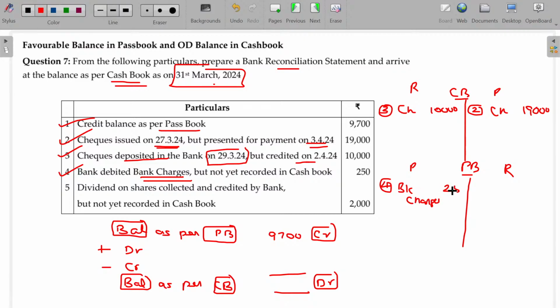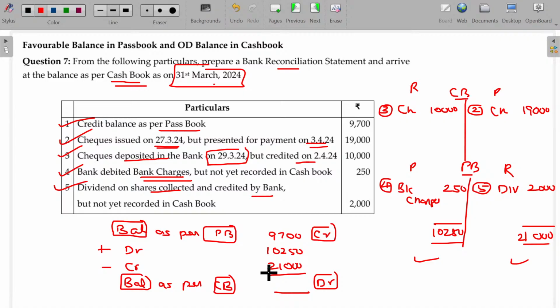This value being 250. Dividend on shares collected and credited by the banker. So fifth one, dividend collected and credited without our knowledge. Come on, finish up telling this. The debit side total minus 1050. If you get the value minus, what you have to do? To cancel the minus, the debit will be converted into credit. So, in cash book, credit means automatically it is not balance, it is overdraft. That's how you have to restate.